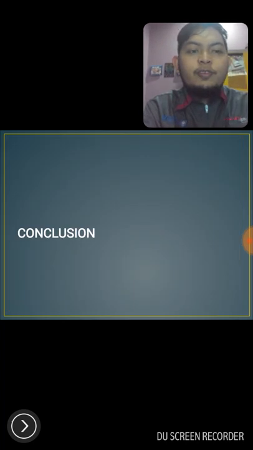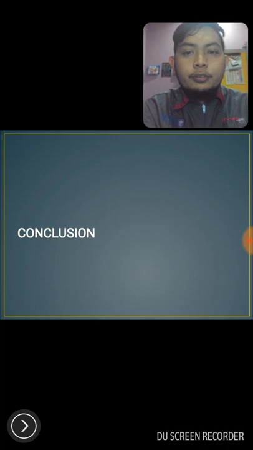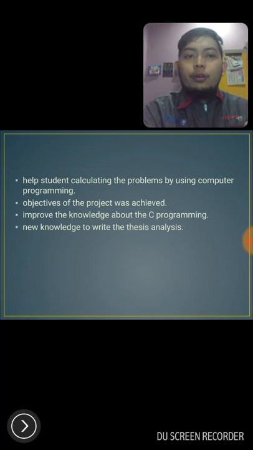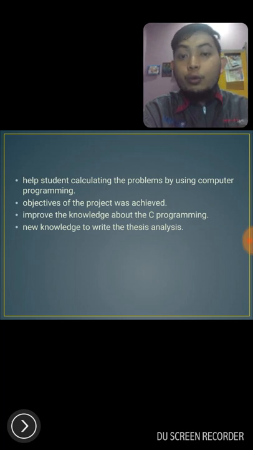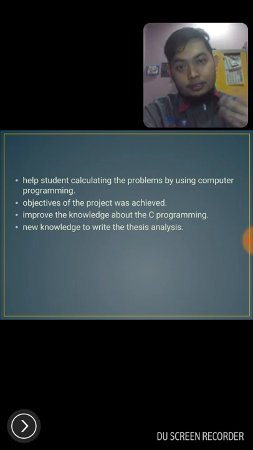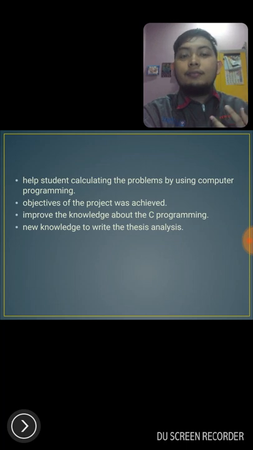For the conclusion, overall the project can help students to calculate problems by using computer programming. Besides that, the output also gives accurate values, and at the same time the objective of the project was achieved.